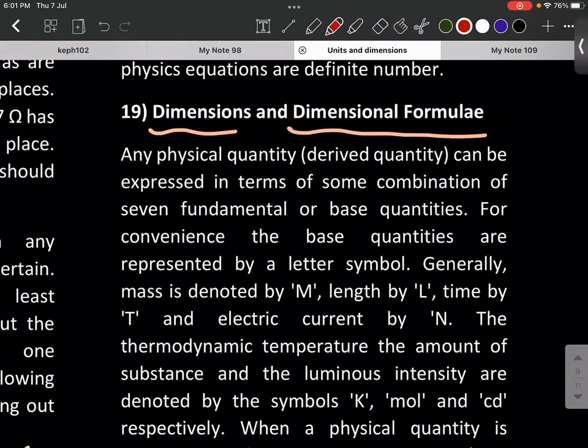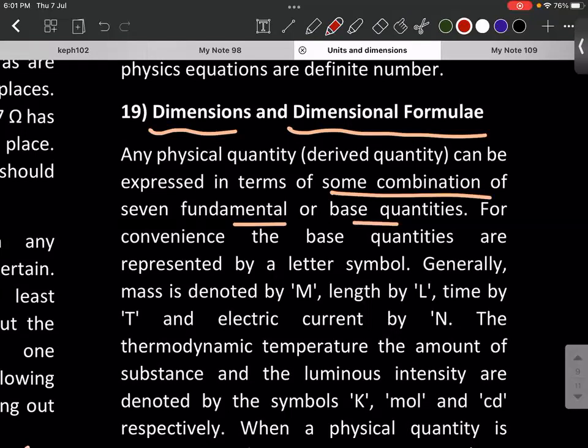So just to recollect the concept, we have something called the 7 fundamental quantities. What are the 7 fundamental quantities? Mass, length, time, electric current, thermodynamic temperature, luminous intensity, and amount of substance. Right. These are called fundamental quantities because they are the building blocks for any other quantity, which we call derived quantities. So any physical quantity can be expressed as some combination of the 7 fundamental or base quantities.